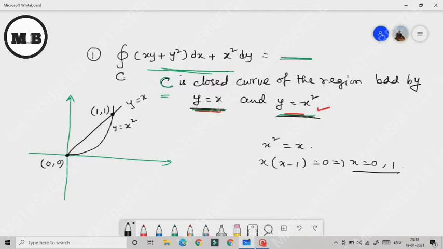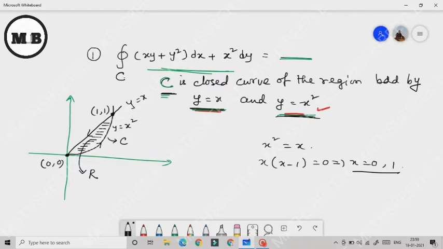And C is the closed curve bounded by this region. If you consider the anti-clockwise direction, you have this closed curve as your C. So we are all set to use Green's theorem, because you have this C and the bounded region is also in your hand. This is nothing but your R. Just recall the formula of Green's theorem.